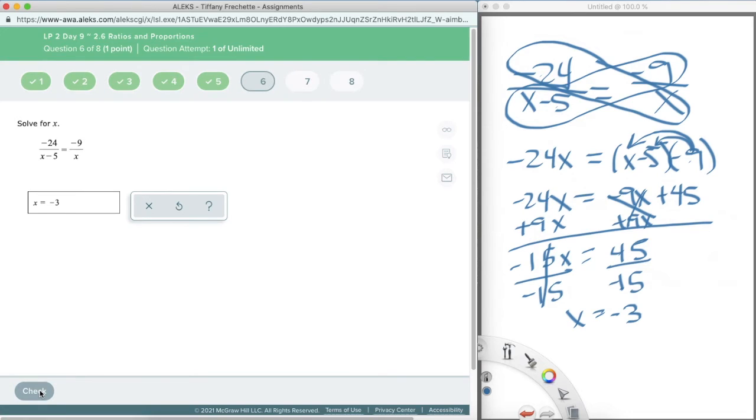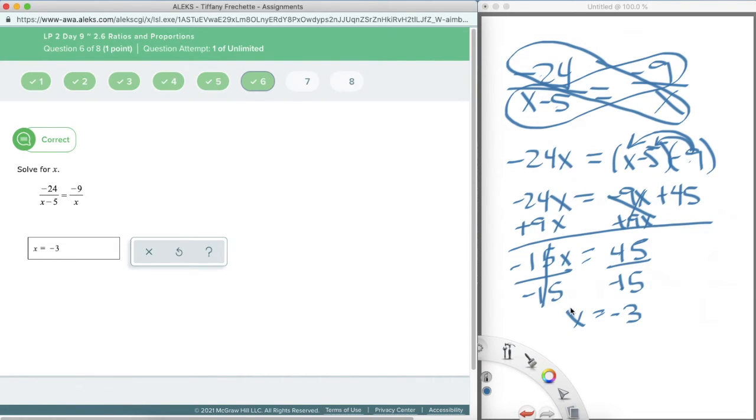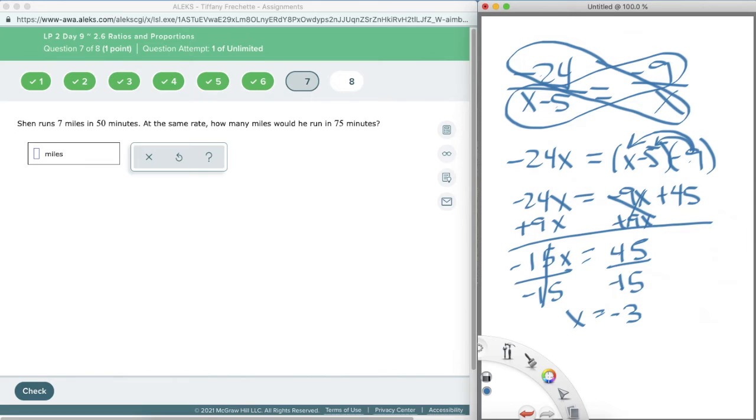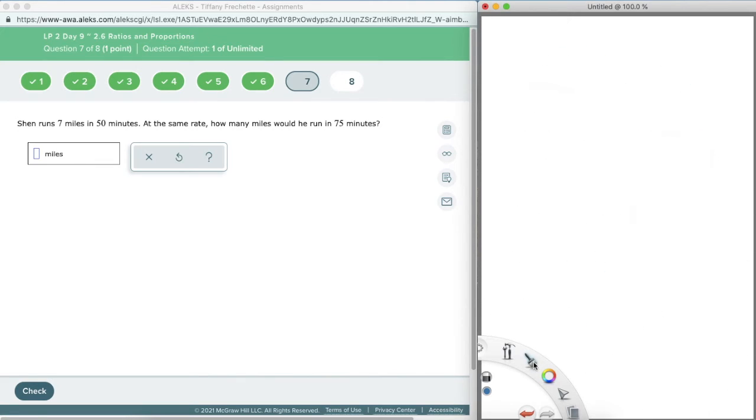All right, 2 more of these. Okay, so now we're going back to a word problem here, so we have to think about it. Let's read it, and we'll think about how to set this up. So Sheen runs 7 miles in 50 minutes. At the same rate, how many miles would he run in 75 minutes?